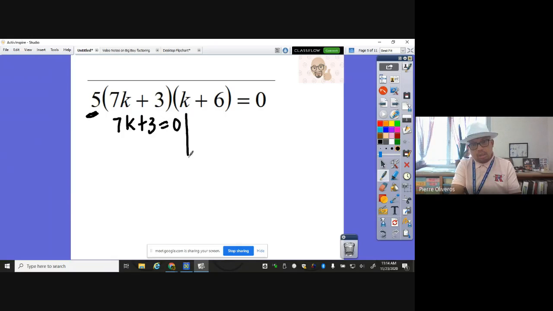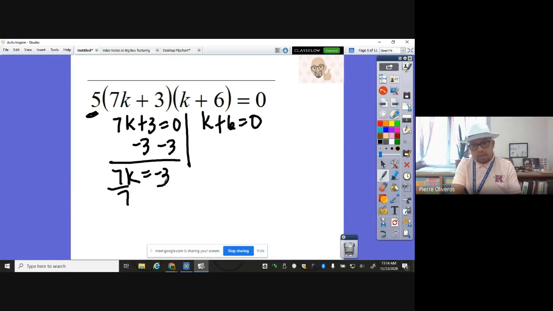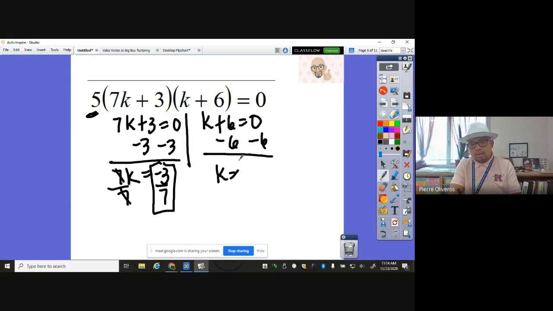7k plus 3 is equal to 0, and k plus 6 is equal to 0. Minus 3 there, minus 3 there. 7k is equal to negative 3. Divide by 7, divide by 7. So therefore, k is equal to negative 3 over 7. And minus 6 here, minus 6. k is equal to, cross it out, negative 6. And those are your solutions, okay? All right.